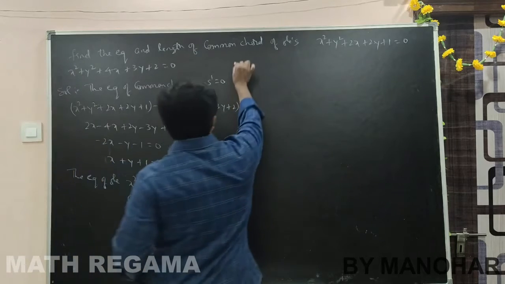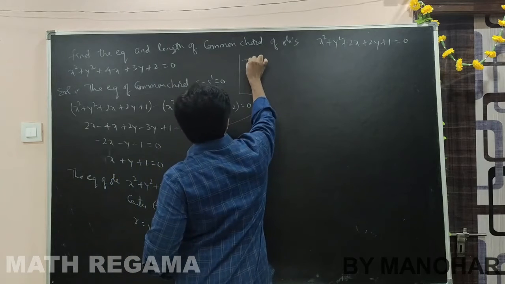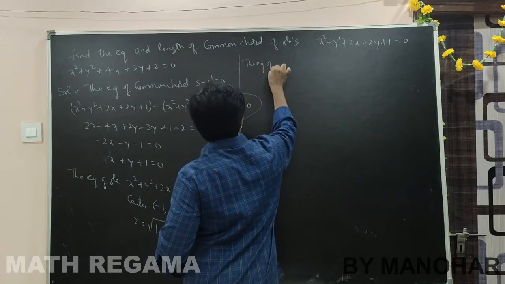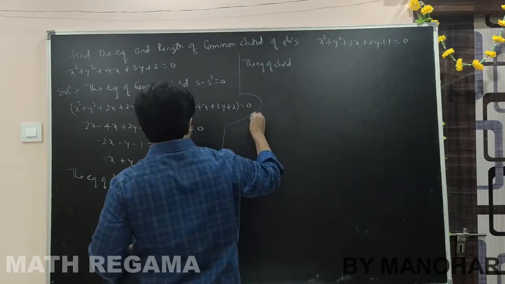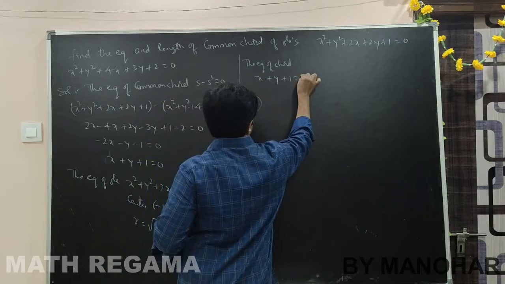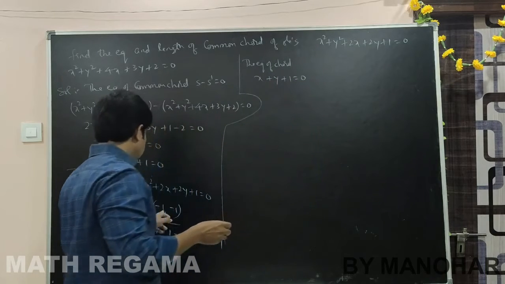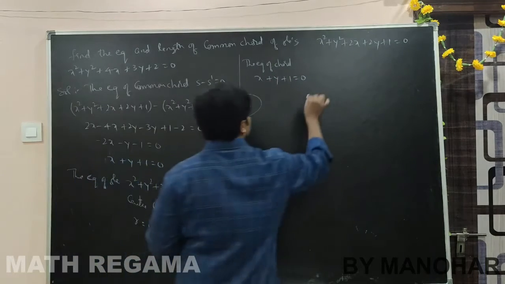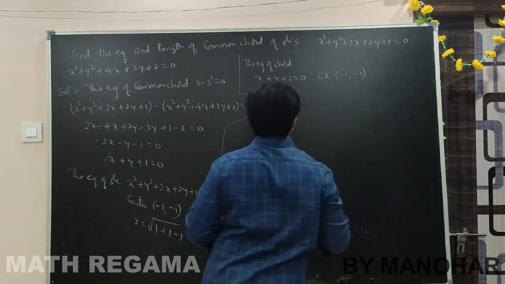In order to find d, we need the equation of chord. So what is the equation of chord we have? The equation of chord is nothing but x plus y plus 1 is equal to 0. And we also need the center. So what is the center we have? Minus 1 comma minus 1. We write that down.